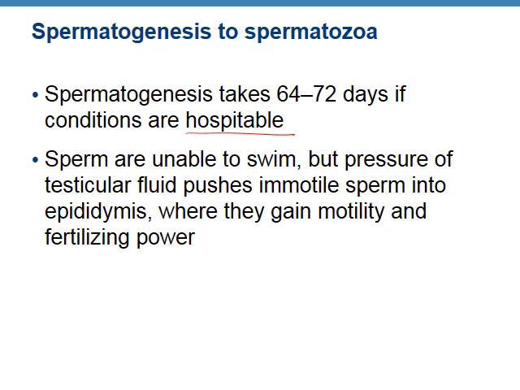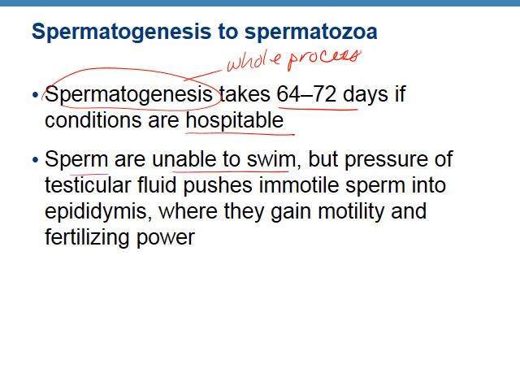Under the right conditions, spermatogenesis, so that's the entire process, is going to take 64 to 72 days. Sperm are unable to swim, but the pressure of the testicular fluid pushes the sperm into the epididymis, where they gain motility and fertilizing power. So remember, they're immature at first. They have to go to the epididymis.